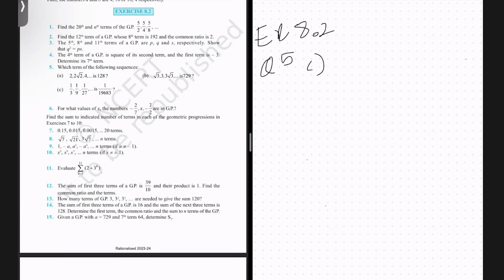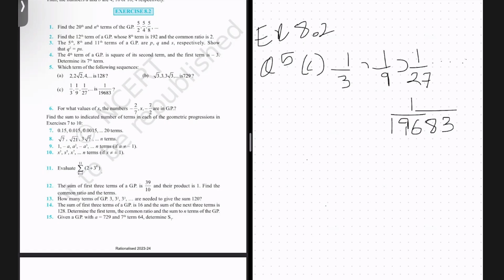In part number C, you have been given that the first term is 1 by 3, the second term is 1 by 9, the third term is 1 by 27, and you have been asked to find out what term is going to be 1 by 19683. Correct? So that is what you are going to find out here. And let us write down the information that has been given to us. So A has been given to us as 1 by 3.